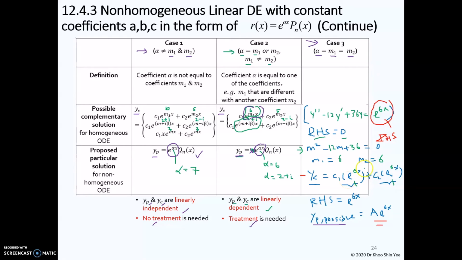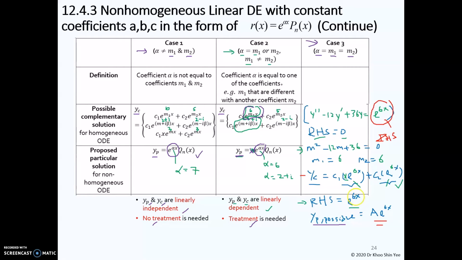So you need to perform the treatment of multiplying by x, which is the independent variable. By doing this, the y1 and y2 here are linearly independent now. So this is your complementary solution. We continue to solve the non-homogeneous part by referring to the right hand side, equal to e^(6x).